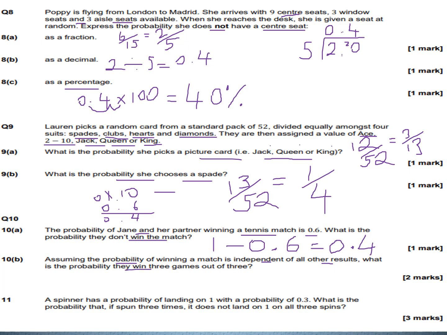For part B, assuming the probability of winning a match is independent of all other results, what's the probability that they will win 3 games out of 3? So I'll do 0.6 times 0.6 times 0.6.